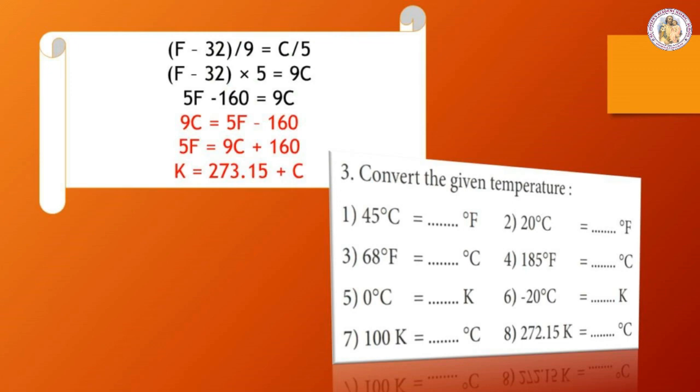By using this formula, we can convert the temperatures from Celsius to Fahrenheit and Fahrenheit to Celsius. If we need the Celsius scale, the formula will be 9C is equal to 5F minus 160. If we need the Fahrenheit value, the formula will be 5F is equal to 9C plus 160. As we already know, the value of Kelvin is 273.15 plus C.